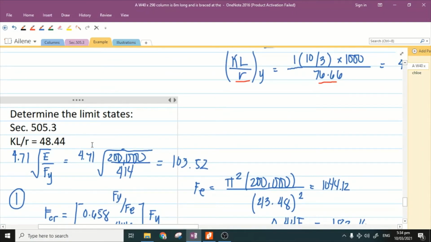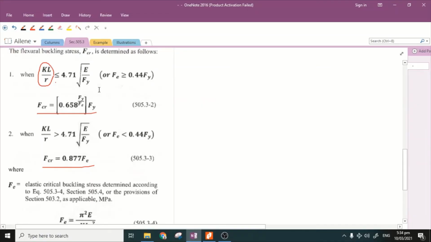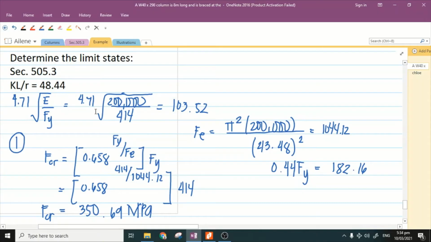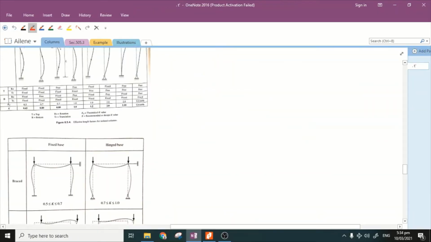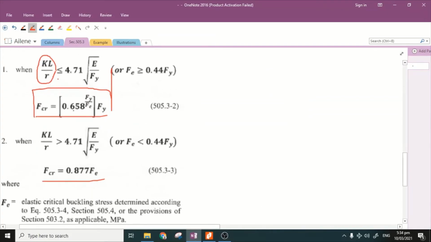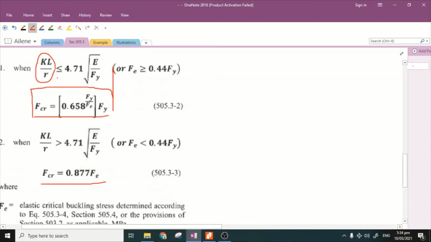After nating makuha yung value ng slenderness ratio, balikan natin yung provisions. I-compare naman natin yung slenderness ratio ngayon dun sa value ng 4.71 square root of E over Fy. Solving for that, substitute lang ng values, we get 103.52. Since less than si 48.44 dun sa value ni 4.71 square root of E over Fy, therefore, we can use the formula F sub CR equals 0.658 raised to Fy over Fe, F sub E, and then quantity multiplied by Fy.